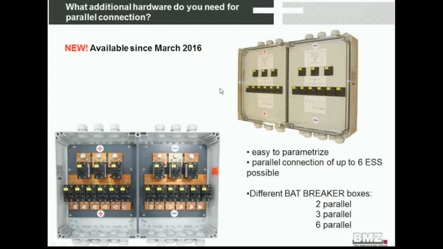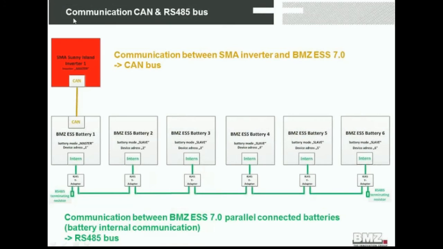So, when it comes to the communication of the parallel connected batteries, we have external communication. This is no matter if it's one phase or three phase, or one battery or six batteries, or one SMA inverter or three. We have a CAN bus. This CAN bus communicates between the SMA inverter and the BMZ ESS 7.